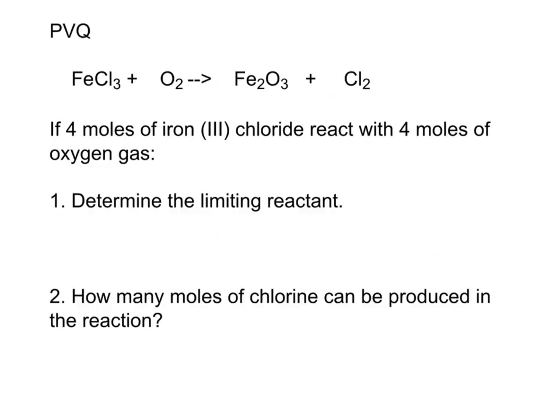So your first task is going to be determine the limiting reactant. Which one of these is going to be used up? Will the 4 moles of iron 3 chloride get used up, or will it be the 4 moles of oxygen gas? Second question, how many moles of chlorine can be produced in this reaction? And of course the limiting reactant is going to tell us what's the maximum amount of product that we can get. So balance the equation and then try your hand at these 2 questions and be ready to discuss it when we meet again.